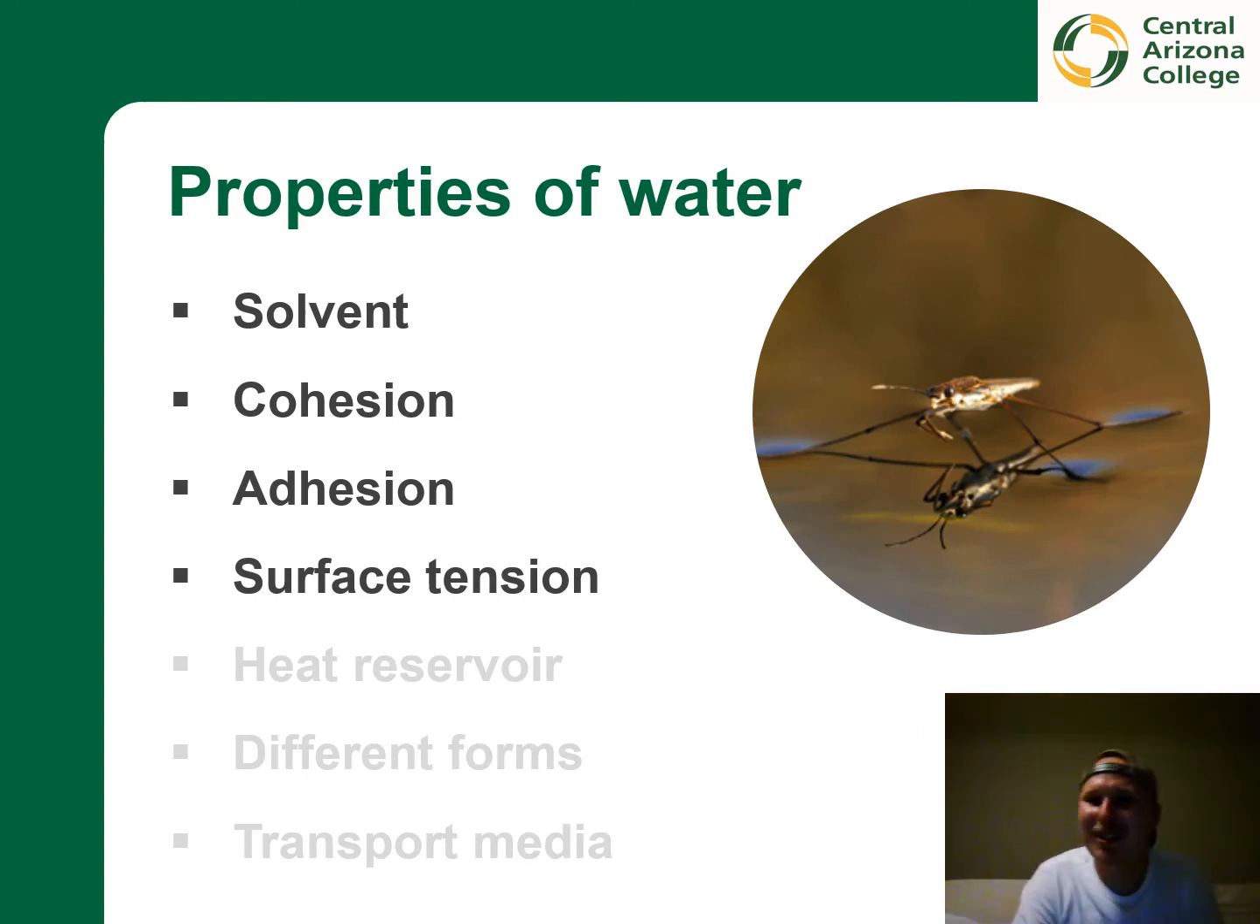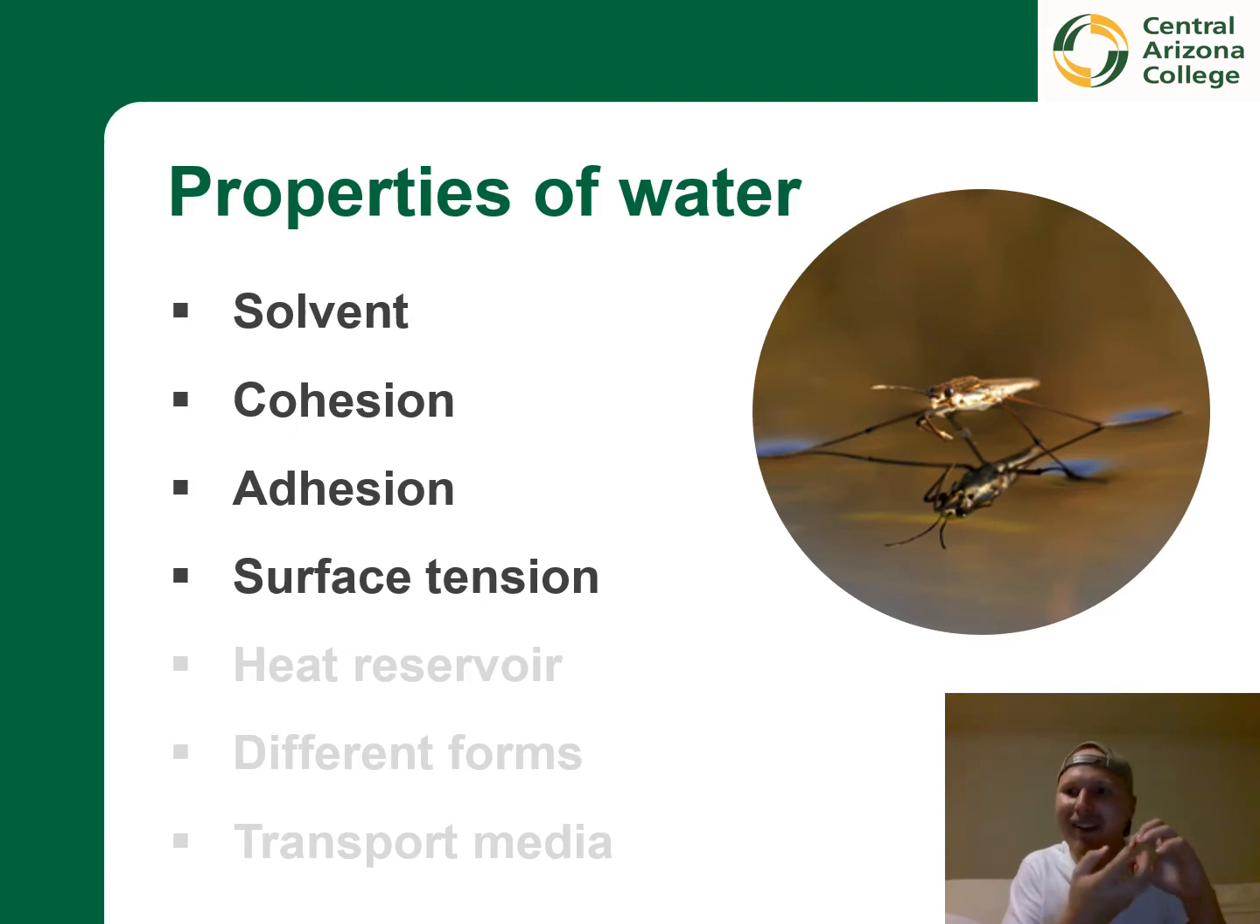Let's have a look at surface tension. A good and quite commonly used example of this is the fact that many small bugs are able to walk on the surface of water. This is because the water molecules cling together very tightly, especially at the surface of water.